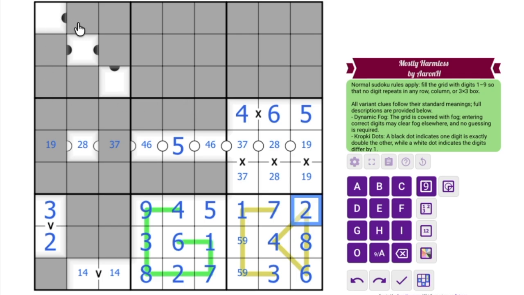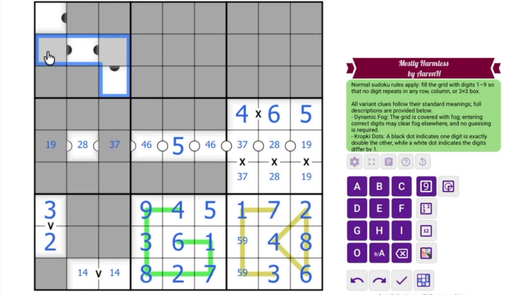What we have up here in box 1 are a different type of kropki dot. So these are the black kropki dots, and what these dots indicate is that the digits here are in some sort of doubling relationship. So you can have 1 and 2 doubled, 2 and 4, 3 and 6, or 4 and 8.